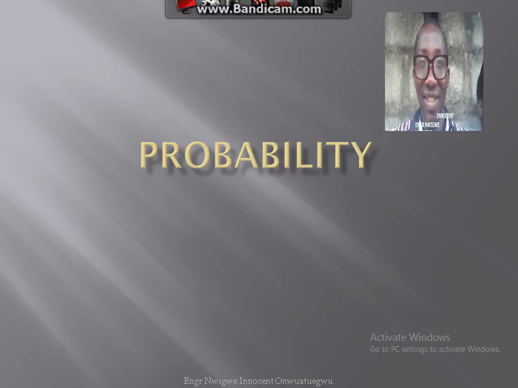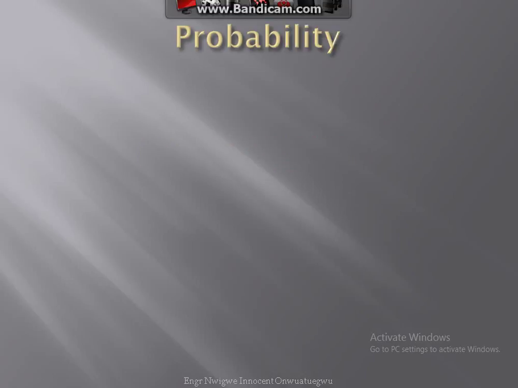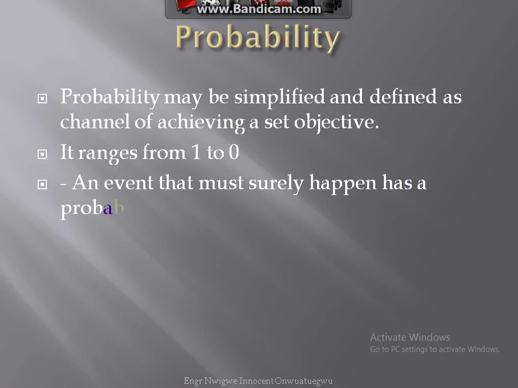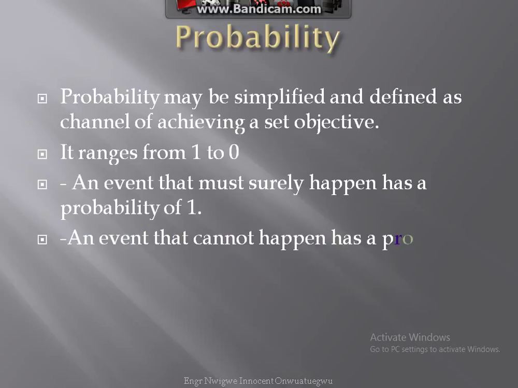Probability. Probability may be simplified and defined as the chance of achieving a set objective. It ranges from 1 to 0. An event that must surely happen has a probability of 1. An event that cannot happen has a probability of 0.